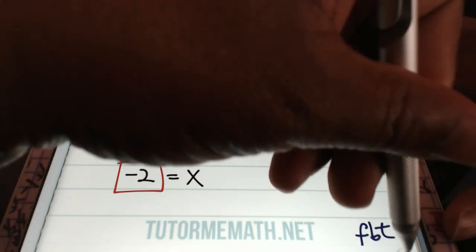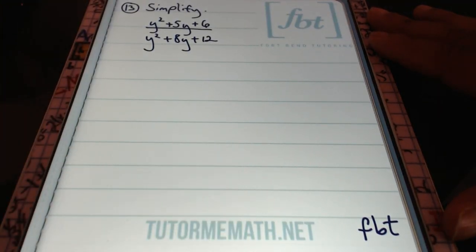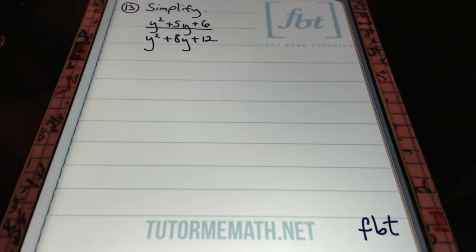And we are moving on, ladies and gentlemen. I'm moving right along. There we go. Problem number 13. They're asking us to simplify this rational expression.